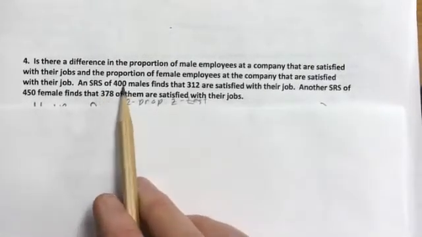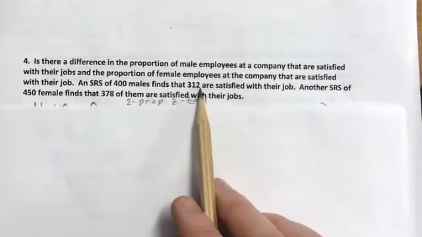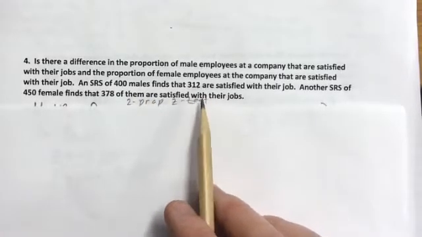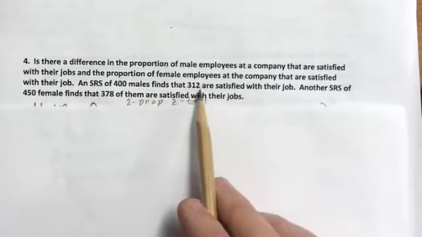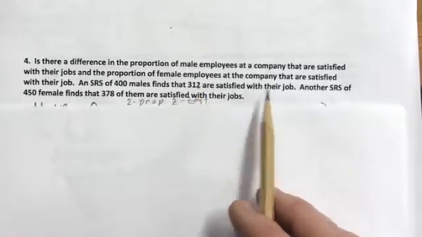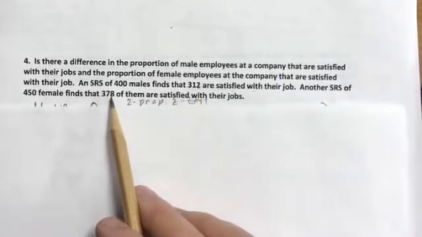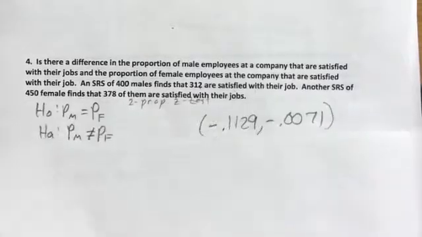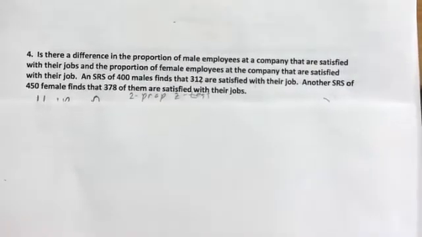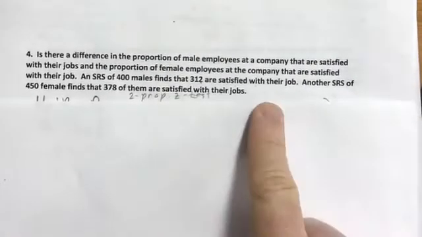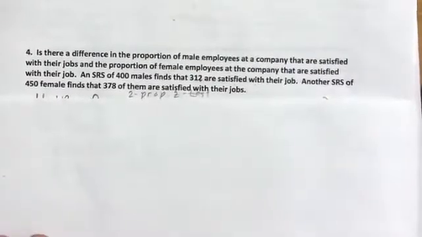All right, he takes an SRS of 400 males and finds that 312 of them are satisfied with their job. He takes another SRS of 450 females and finds that 378 of them are satisfied with their job. And this doesn't have instructions as far as what we should do. So this should say, do a test and make an interval. So let's do the test.